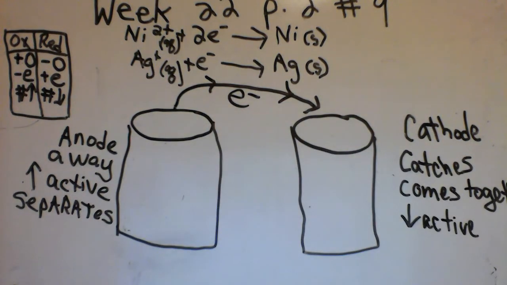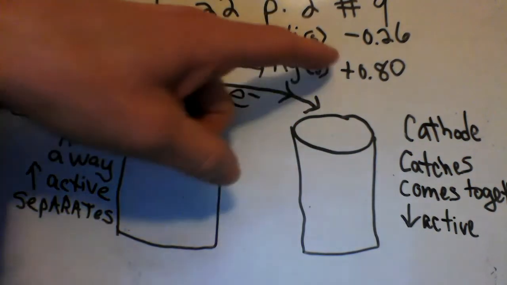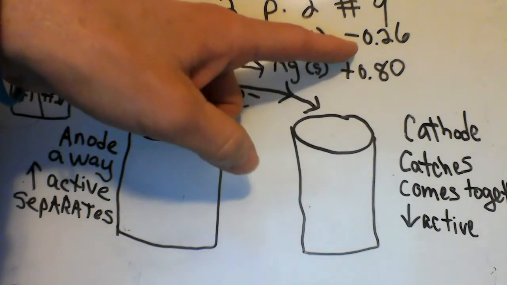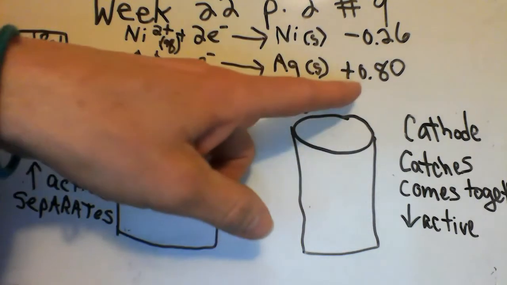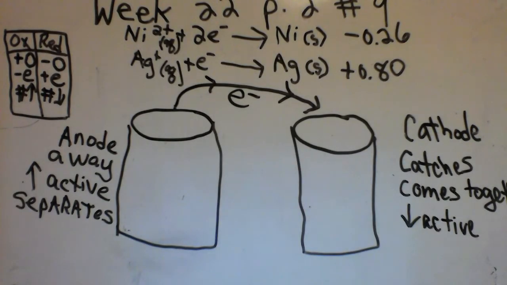Now we look up in the book on page 693 to find out what the standard reduction potentials are for each of these two reactions. The nickel has a standard reduction potential of negative 0.26, and silver is positive 0.80. We know that more positive means that it is more likely to be reduced.